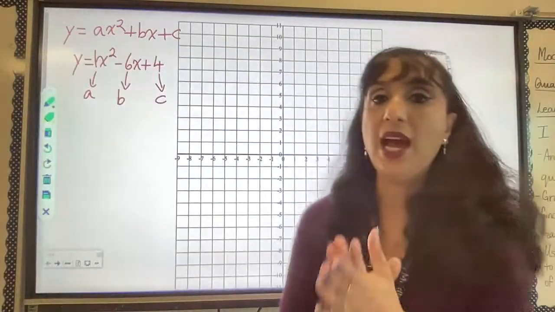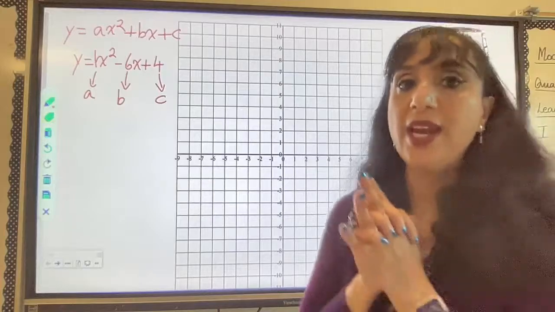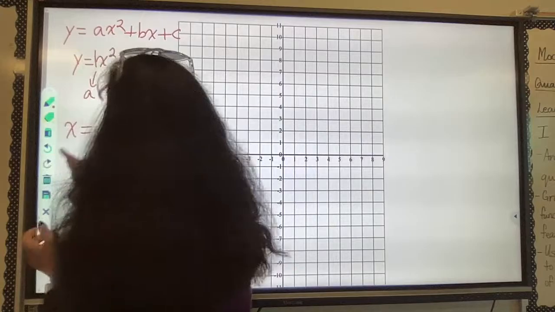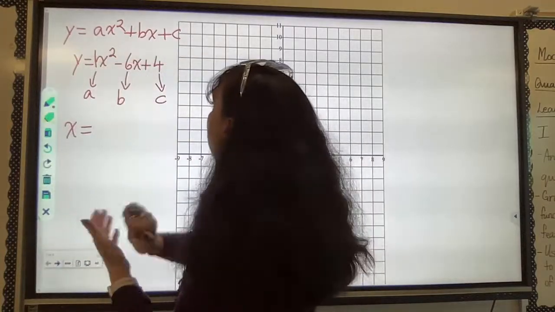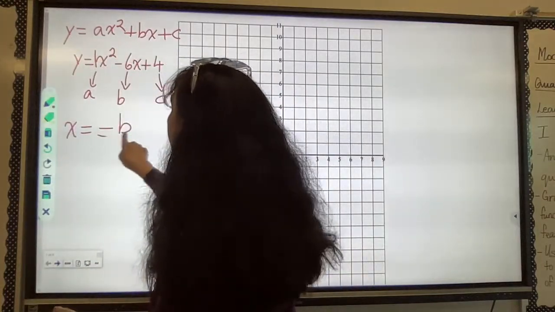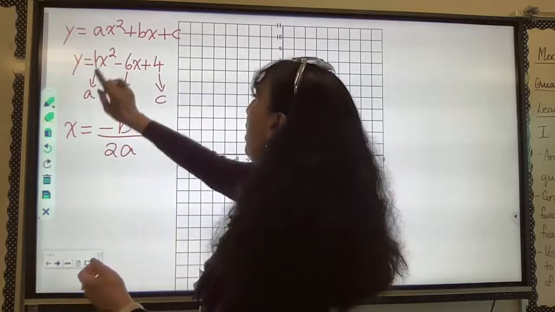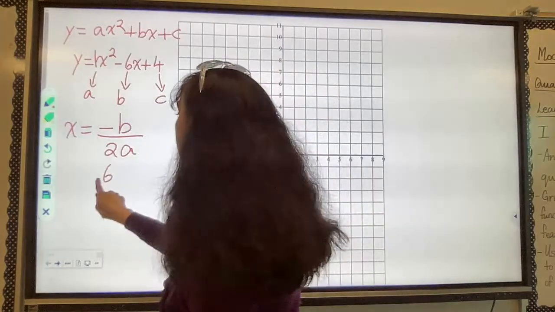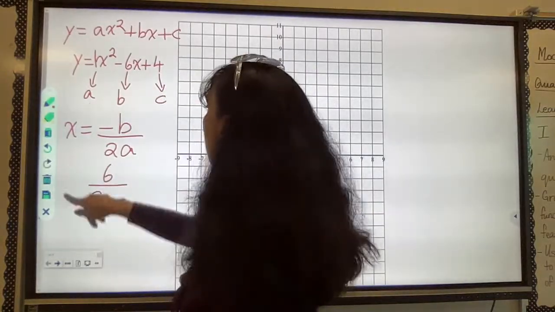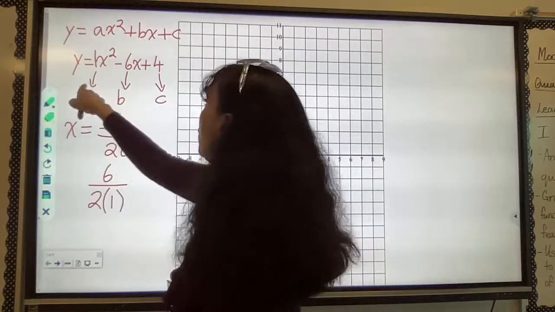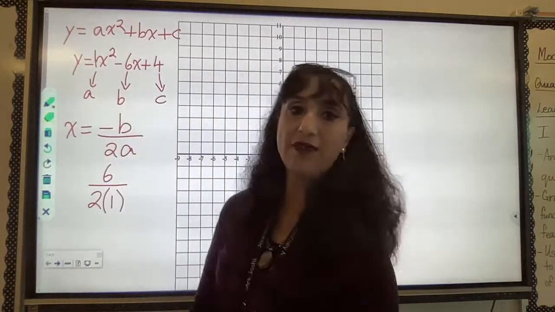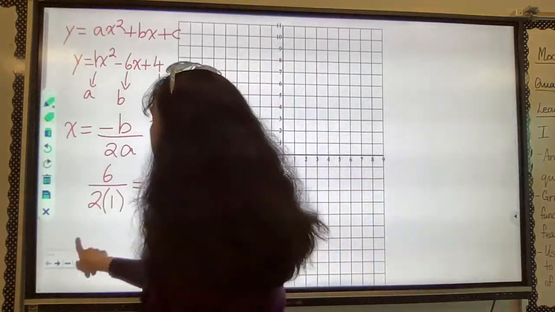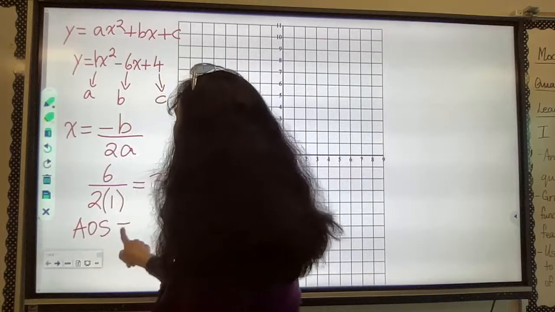Okay, so first thing, I am going to find the axis of symmetry by following the formula where x is equal to the opposite of b over 2a. So if b is -6, the opposite of -6 is +6, over 2 times 1, because that is what my a is. That is 6 divided by 2, because 2 times 1 is 2. I get 3. So my axis of symmetry is 3.